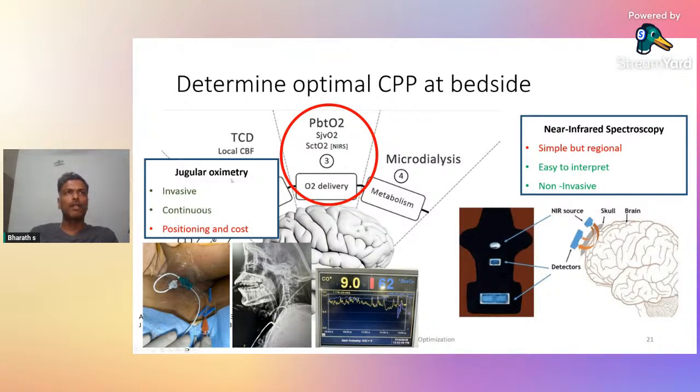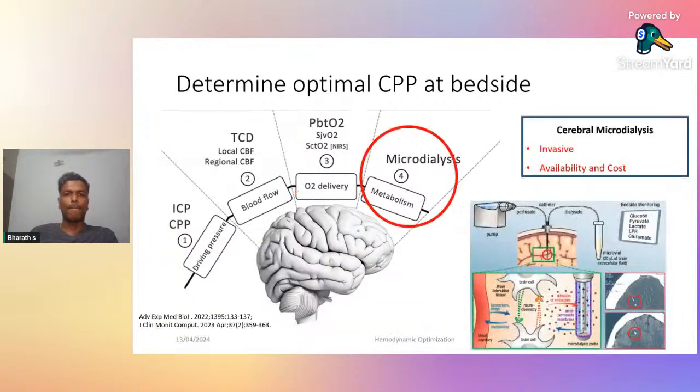Whereas jugular oximetry is much more straightforward, but it's a global monitor. The main importance is that at the bedside, whether there is a hyperemic status or ischemia can be determined.